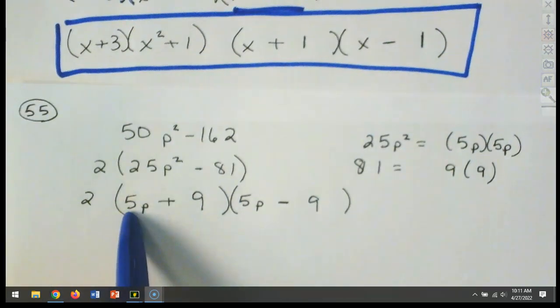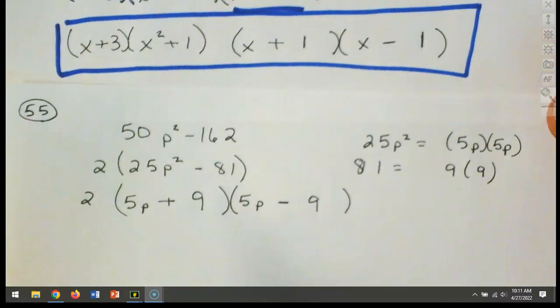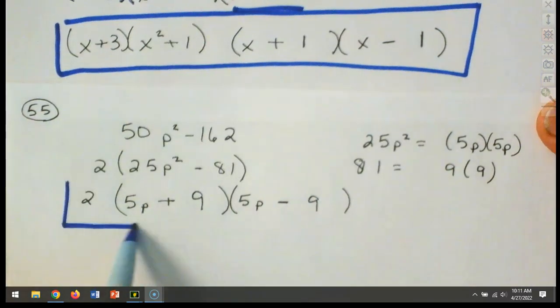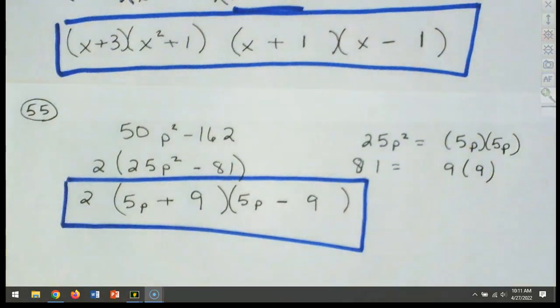Nope. Nothing comes out of here. 5 is not a square. This is not squared. So that means we cannot go again. It is done. Let's see. Let me find another one to work out here. How about we look at, let's look at 16.